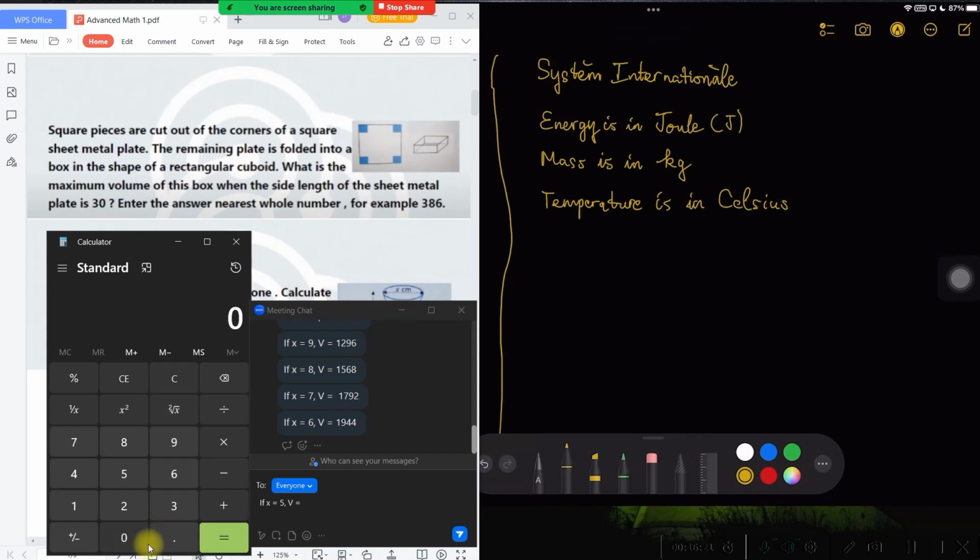Mấy bạn ra cái đáp án là nhiêu ta? Dạ x bằng 5. Because if x equal to 5, it's going to be 2000. This is the biggest number, right? Okay, 30 minus 8, 22 times 22, and then times 4 again. You get 1936. So from this point on, it just decrease, right? Từ cái khúc này nó bắt đầu nó giảm dần nè. So you can see that x equal to 5 is the maximum.